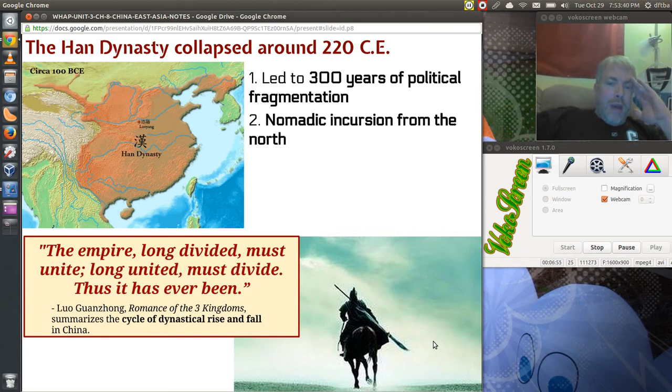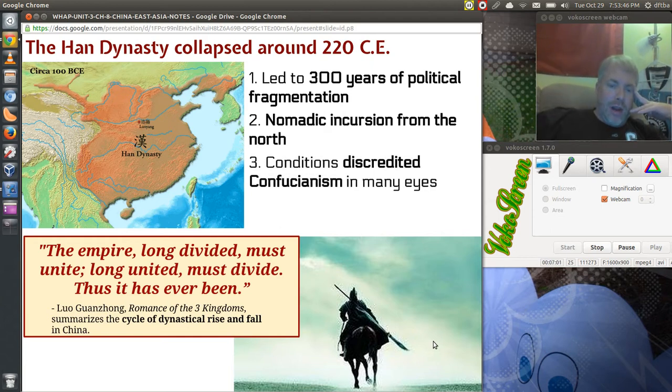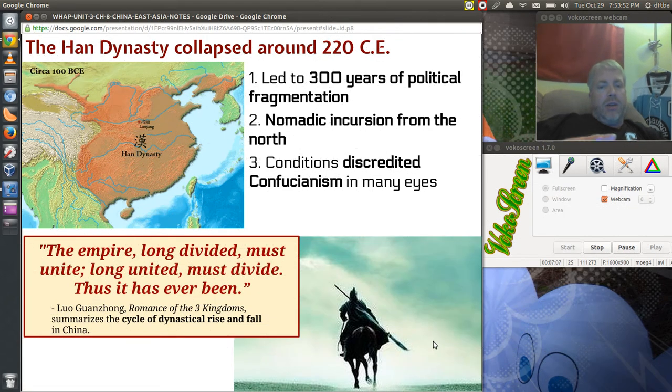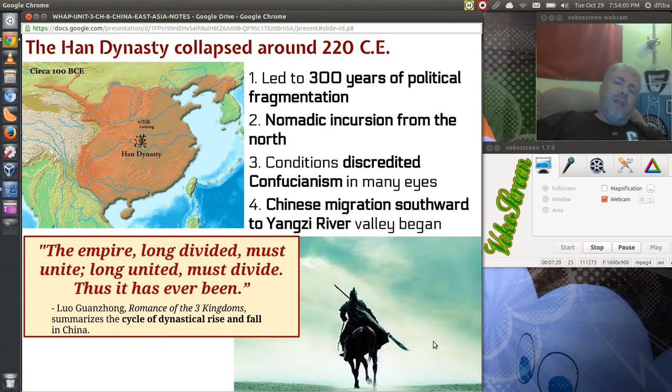But nomadic incursions from the north, we're going to start seeing more of these as we go through this time period in this chapter. Conditions will discredit Confucianism some, and in many eyes, during this 300-year period of political fragmentation, they're thinking, wow, Confucianism isn't helping. The Han turned to Confucianist ways. What good did that do? And the fourth thing is the Chinese migration southward to the Yangtze River.